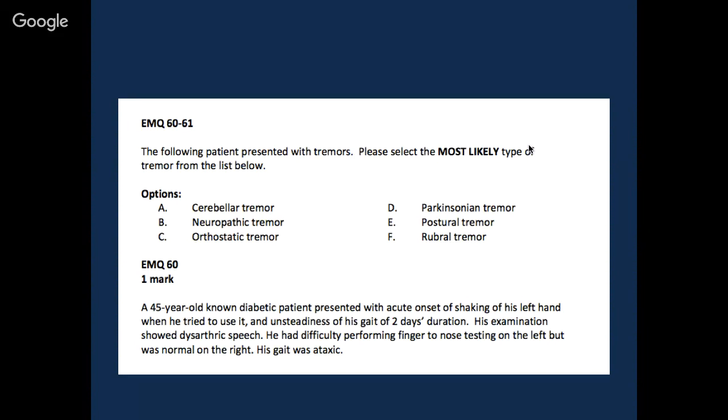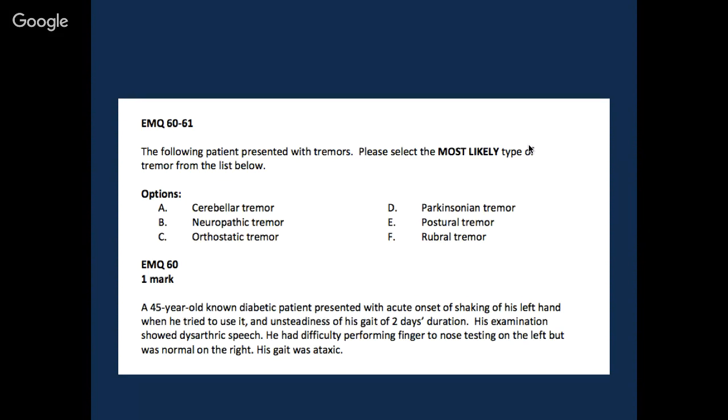So a 45-year-old known diabetic patient presented with acute onset of shaking of his left hand when he tried to use it, and unsteadiness of gait of 2 days duration. The examination shows dysarthric speech. He's got difficulty performing finger-to-nose testing on the left, but was normal on the right, and ataxic gait. What are your answers?